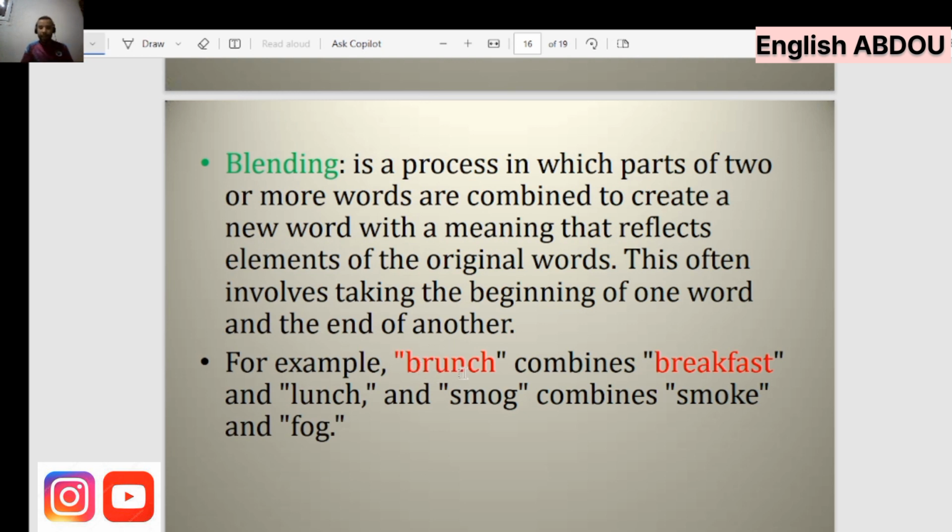Okay, and we get a meaningful word. Like here we have brunch, which combines breakfast with lunch and gives us brunch. So two words we have. We take this "br" as it is in breakfast, as you can see here. And the same thing with smoke combined with fog to give us smog. So we have the "sm" from smoke, and we have this, and here it becomes smog.